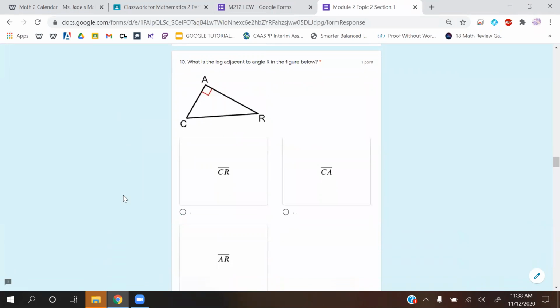Number 10 says, what is the leg adjacent to angle R? So adjacent. We already know that CR is the hypotenuse, so I'm going to cross that out. CR is the hypotenuse. Yes? For number 9, it was CA, right? Yes. Okay, thank you. For number 10, what is the leg adjacent to angle R? So here's angle R. Adjacent is going to be right next to it, so it's going to be AR.